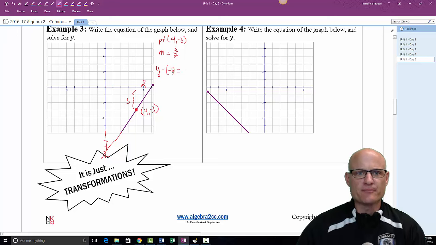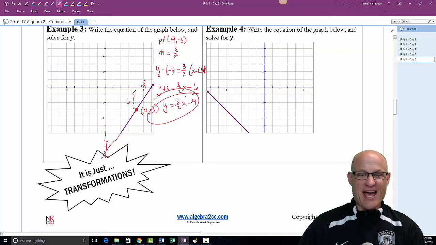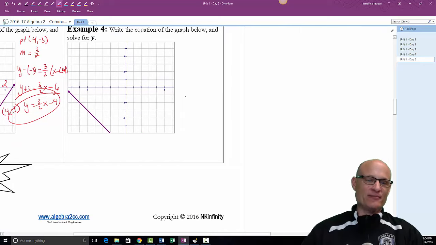y plus 3 equals 3/2 times x minus 4. Now 3/2 times x is just 3/2 x, and 3/2 times 4 is minus 6. Subtract 3 from both sides, I get y equals 3/2 x minus 9, because I subtracted 3. And that's about right. That's what we decided. There it is. It was fun.